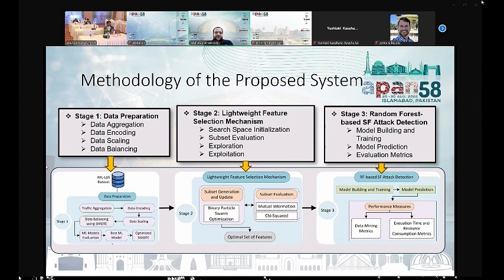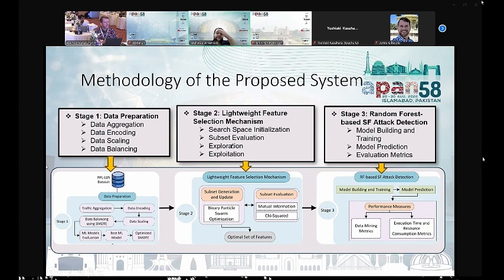So here we can see the methodology of the proposed approach. Our methodology is composed of three main stages. The first stage is data preparation. The main aim of this stage is to prepare the data for the second stage, where the lightweight feature selection algorithm is conducted. And lastly, we have the random forest-based selective forwarding attack prediction for evaluating the features selected in the second stage. As we can see in the figure below, the data preparation has several steps, starting with traffic aggregation, data encoding, data balancing, data scaling, and lastly the machine learning evaluation.